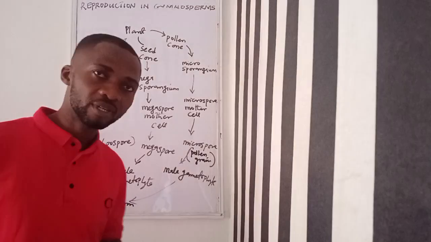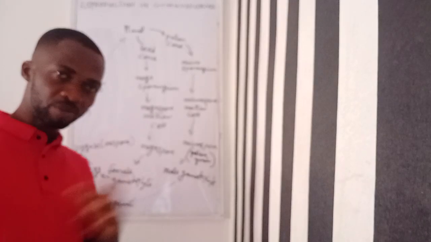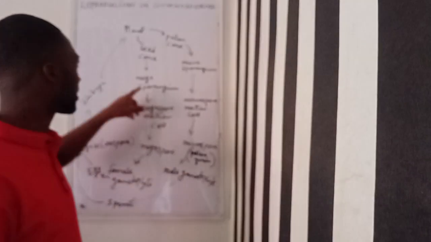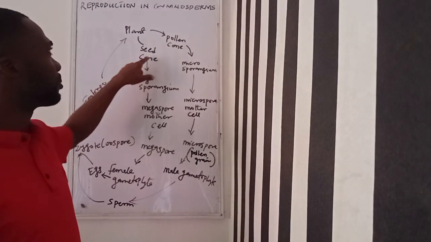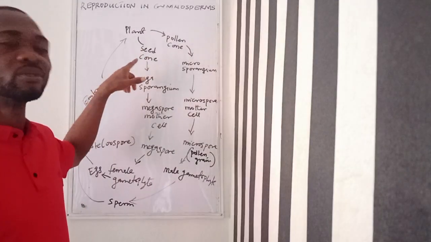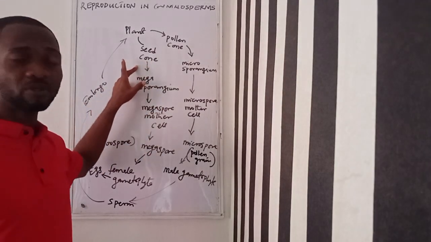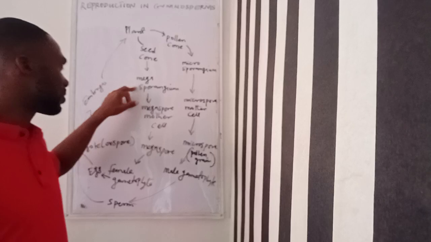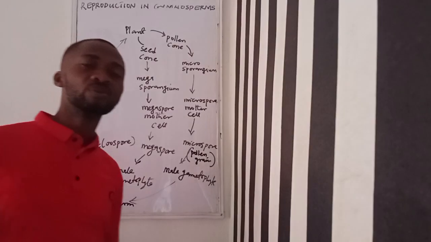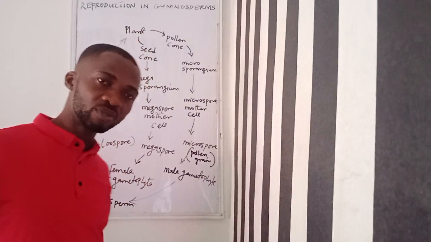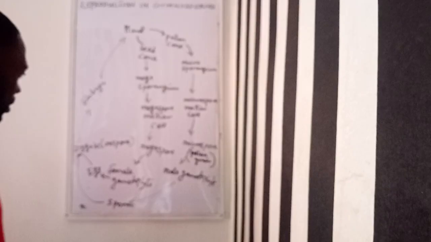And don't forget that I said the megaspores are produced within the nucellus, and the nucellus is also called the megasporangium. You can see the megasporangium here, which is born on the seed cone, the female part of the cone. And inside the nucellus or the megasporangium, you have the spore mother cell, and I mentioned it, that produces the four spores.